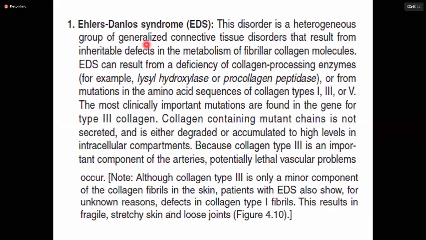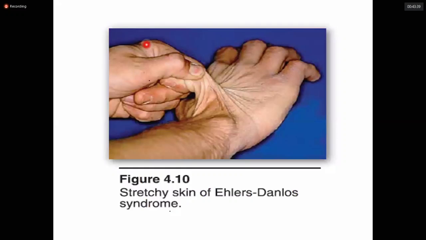the enzymes responsible for collagen processing. How does the enzyme processing occur so that it gives us the right collagen structure? So we could have deficiency in these enzymes or we could have mutations in the collagen types. And as a phenotype, you can see stretchy skin in these individuals.